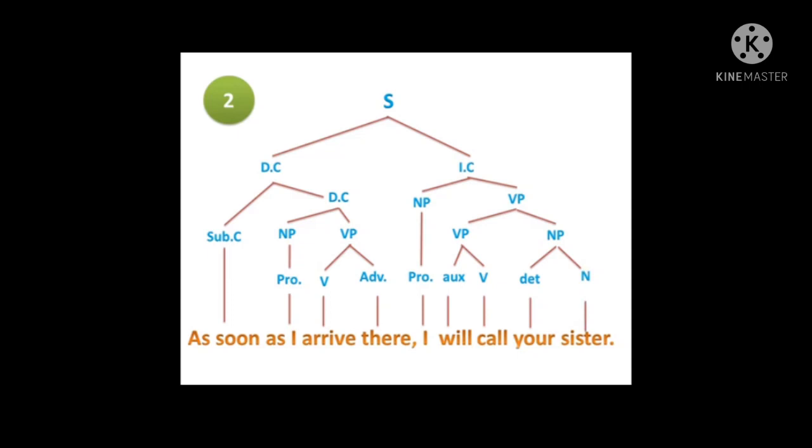And then we analyze the independent clause. The independent clause here is divided into two parts, noun phrase and verb phrase. The noun phrase consists of the pronoun I. The verb phrase is divided into two parts, verb phrase and noun phrase. The verb phrase consists of the auxiliary will and the verb call. The noun phrase consists of the determiner your and the noun sister.